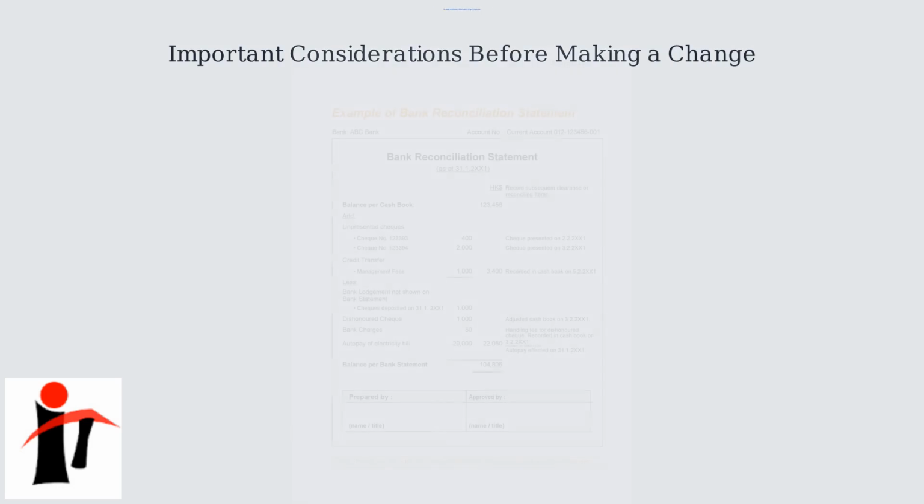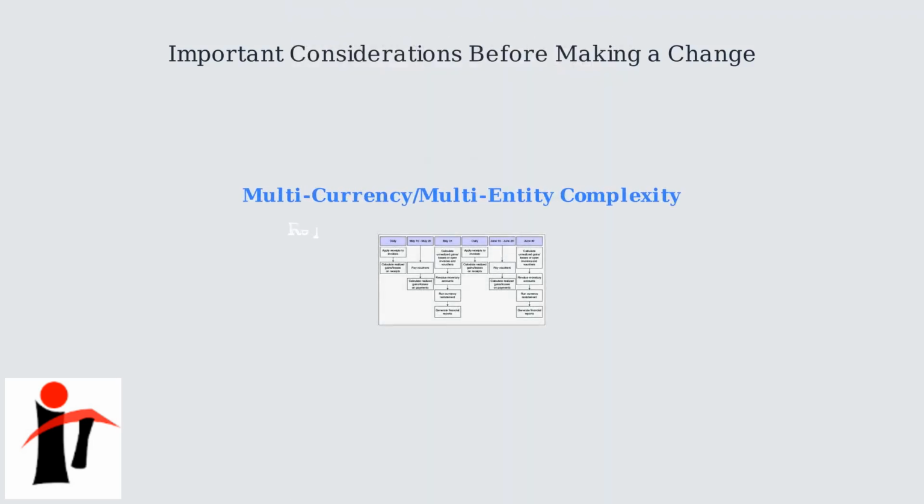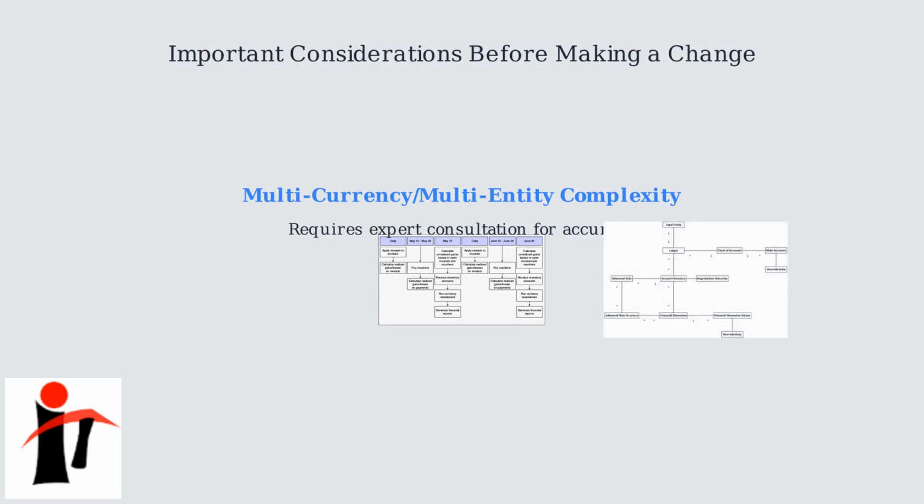Before requesting a fiscal year end date change in Xero, it's essential to ensure all your bank reconciliations are completely up to date. This prevents discrepancies that could arise when historical data is affected by the change. Multi-currency or multi-entity setups significantly add complexity to the fiscal year change process. These configurations involve multiple ledgers and currency conversions that can become misaligned, potentially requiring consultation with accounting experts to ensure accuracy.